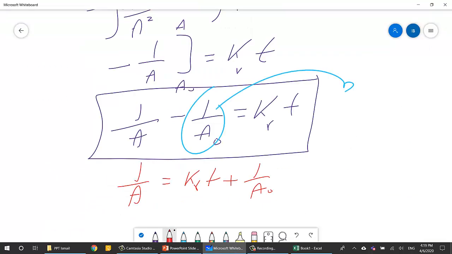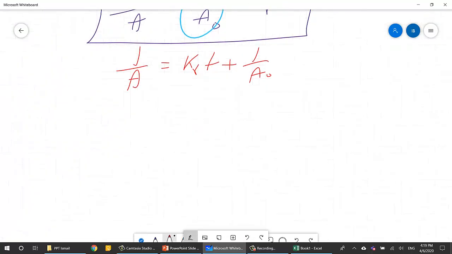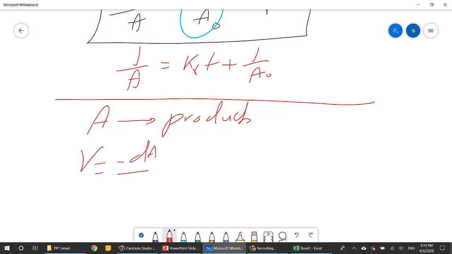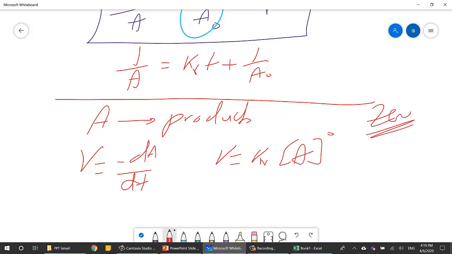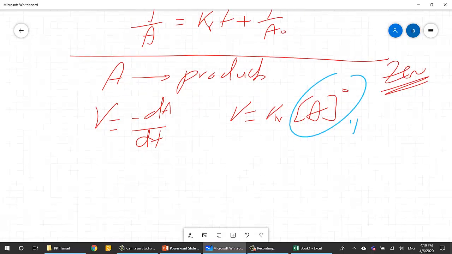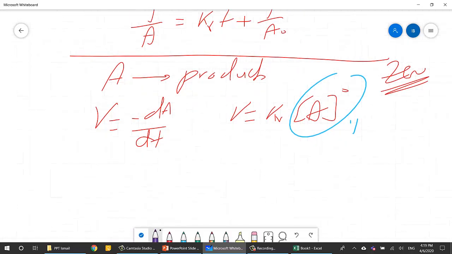And for zero order kinetics, the derivation is actually much easier than this. I'm going to do it here for zero order. The easiest one is the zero order, because you have A goes to products. The V is equal to minus dA over dt, as we always say. V is also equal to KR times A power 0. Why 0? Because I'm working with zero order. And this term equals 1. Therefore, the derivation now becomes so easy. Super easy, it does not even need calculus.